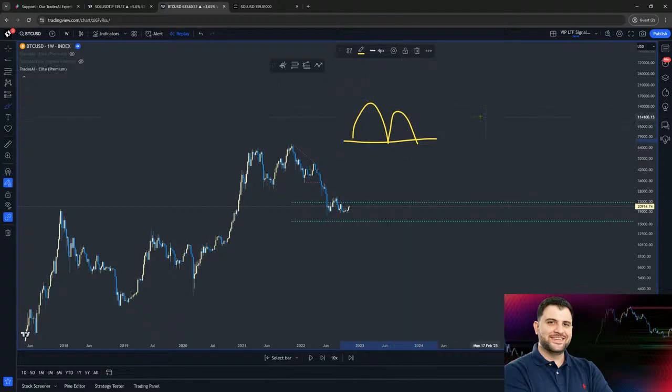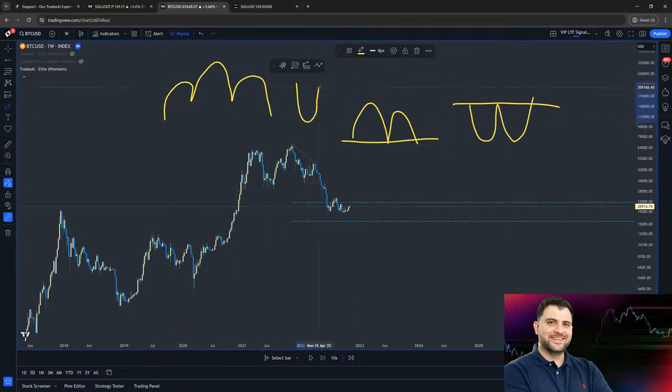Or it could be a double bottom, a W, like this. And this is the neckline. It's a double bottom. Sometimes it could be a triple top. Some people call it head and shoulders, like this. Or a triple bottom, like this. Again, reverse, an inverse head and shoulders. It's like a head here, and we have a shoulder and a shoulder here.